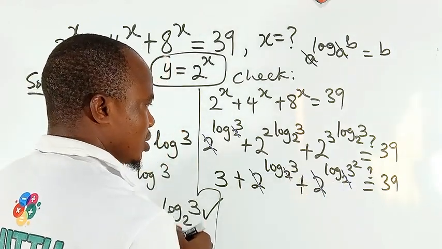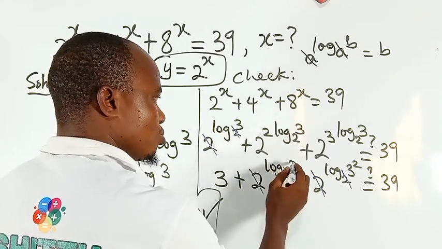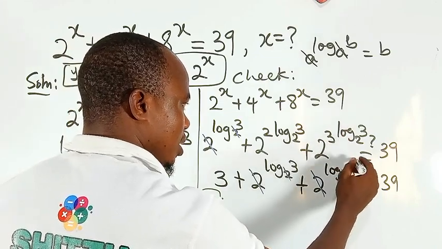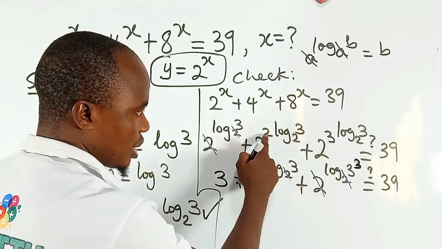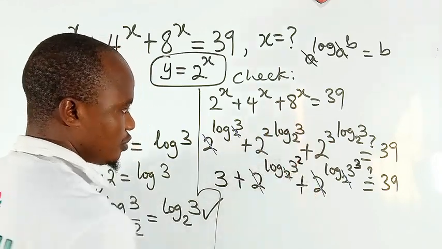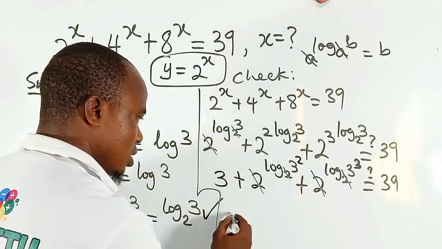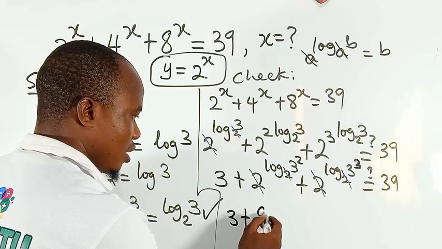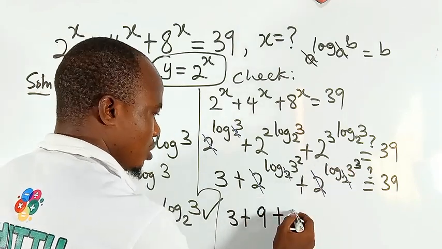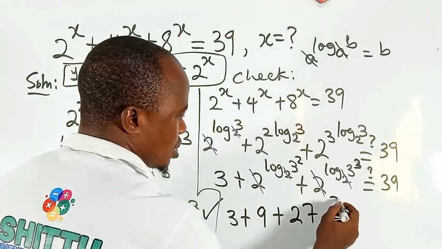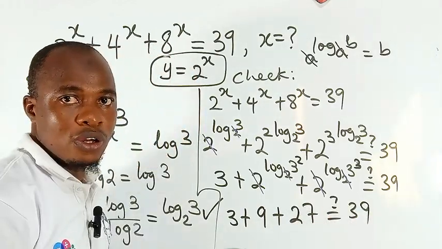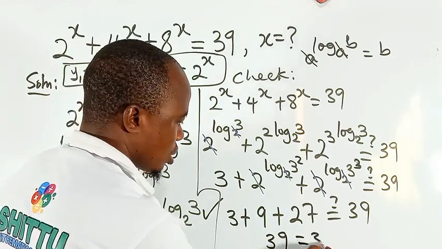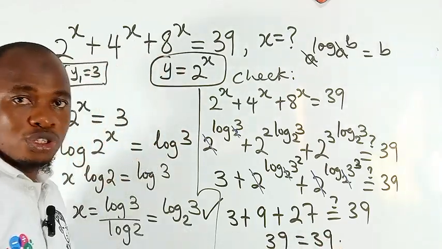What do we have left here? Don't forget that we have these two. 3 is 3 that will come here. We have 3 because this is 3 we have here. 2 will become the power of 3 here. So we are left with 3 plus, 3 to the power of 2, we have 9, plus 3 to the power of 3, we have 27. So would this give us 39? If you add all of this together, you see that 39 will be equal to 39. And that is the solution to the problem.